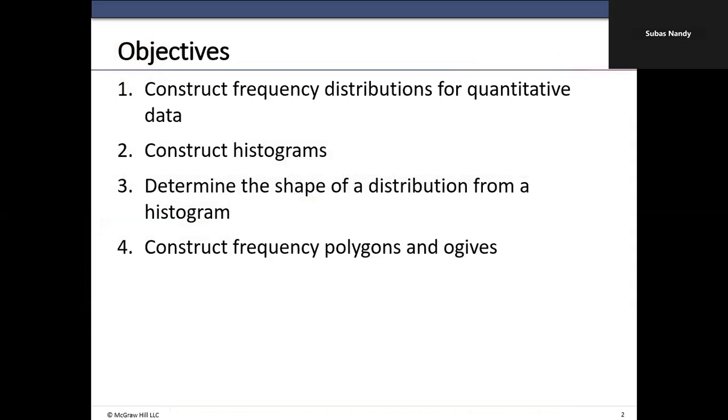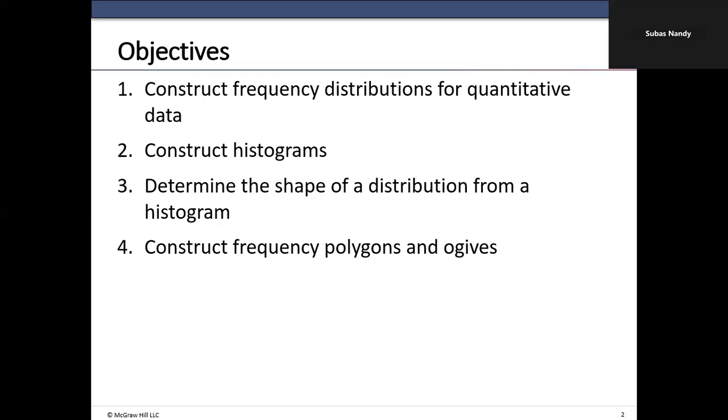Previously we dealt with qualitative data. Now we are going to deal with quantitative data, numbers, but the same idea. Construct histograms, that is frequency on the vertical axis versus data on the horizontal axis. Now the data will be divided into groups or classes as you will see.